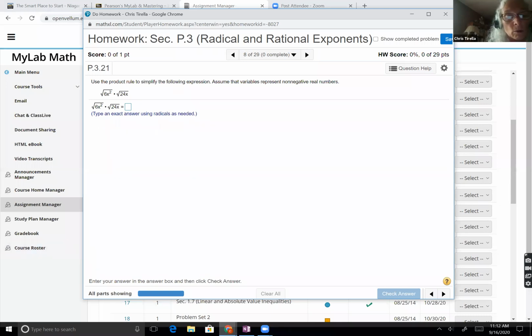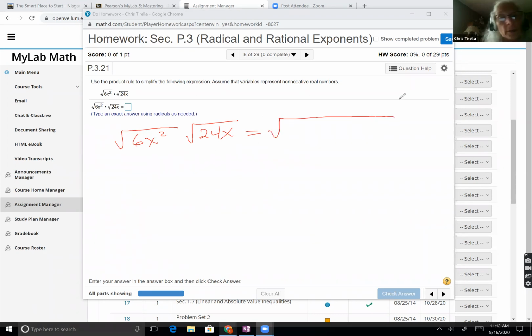We've got the square root of 6x squared times the square root of 24x. We had said that when you multiply radicals, as long as they're both the same root, we multiply the radicands. So 6 times 24 is 144, and then x squared times x is x to the third.